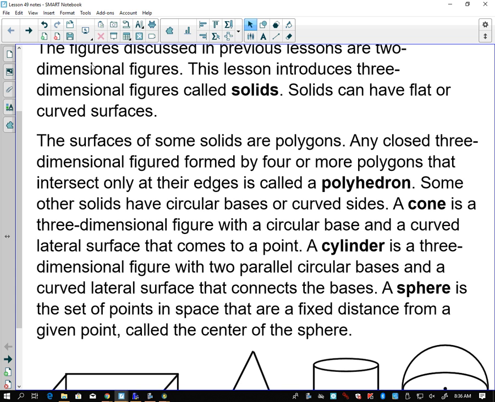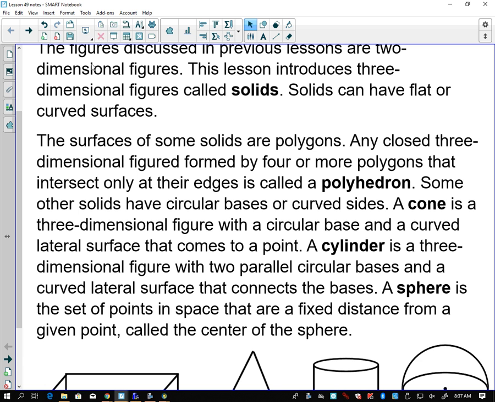A sphere is a set of points in space that are all a fixed distance from a given point. Jordan's got the sphere. I think we've got a couple of spheres in here. So what makes this a sphere is that every point on the outside edge is the same distance from the center of the sphere as every other point on the sphere. Same way with a circle. What makes a circle is that every point on the circle is the same distance from the center of the circle as every other point, okay?